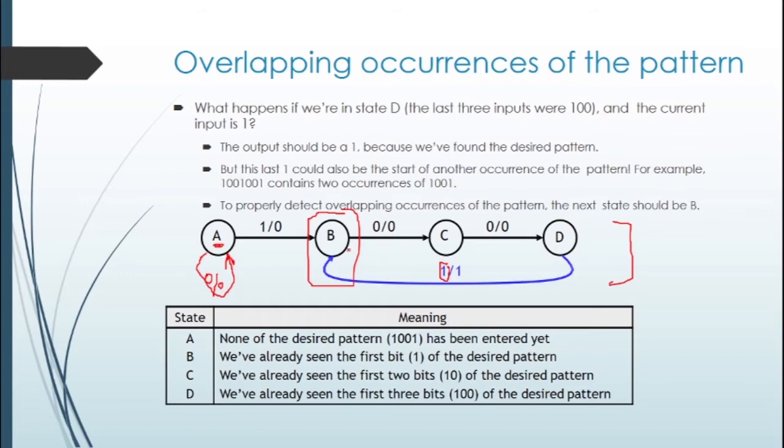If there is a 1, what happens? If there is 0, it means it's following the pattern, because the first bit is 1, and the second bit has to be 0 to follow the pattern.